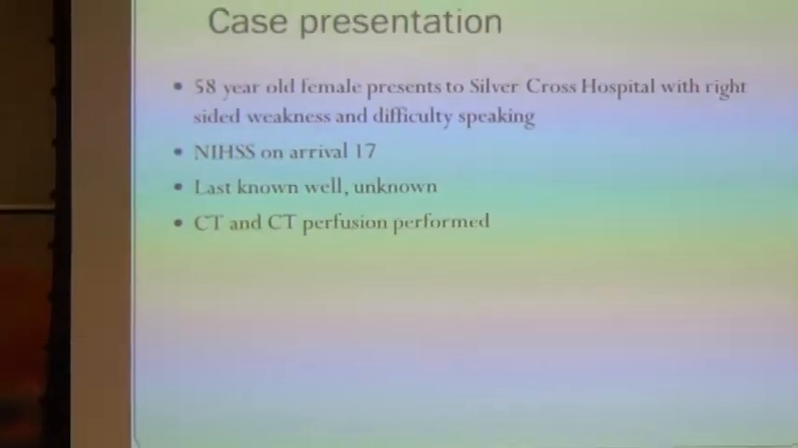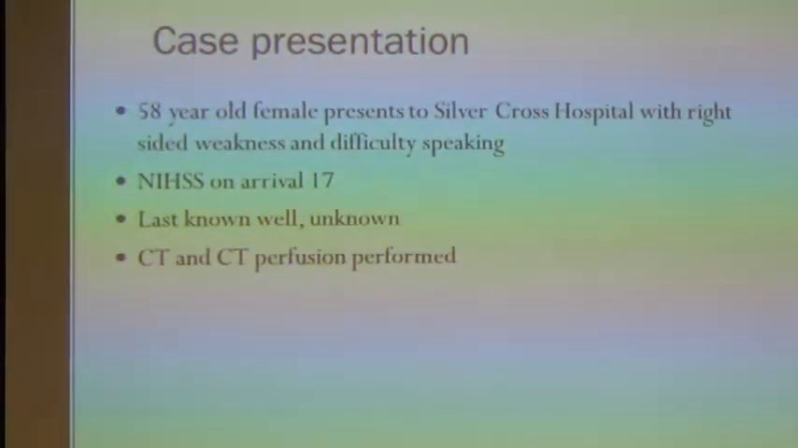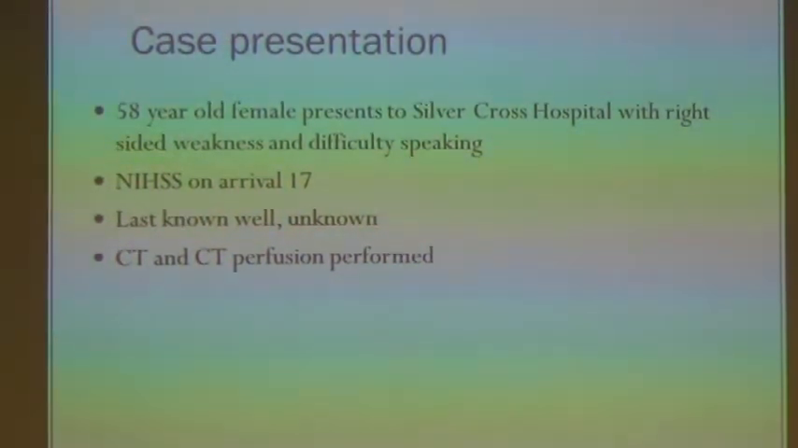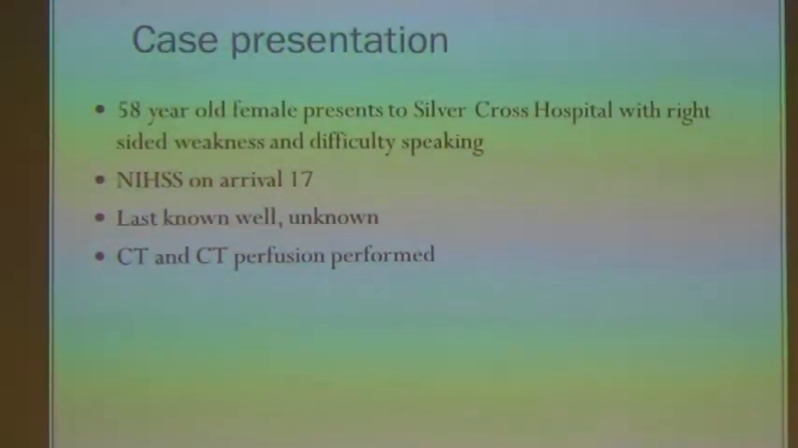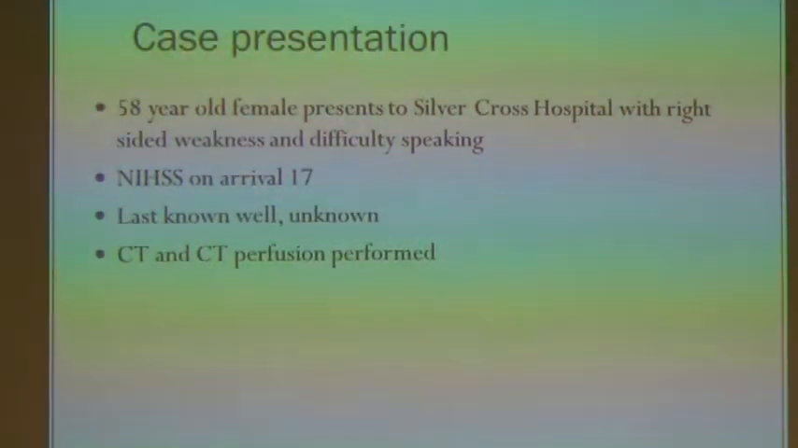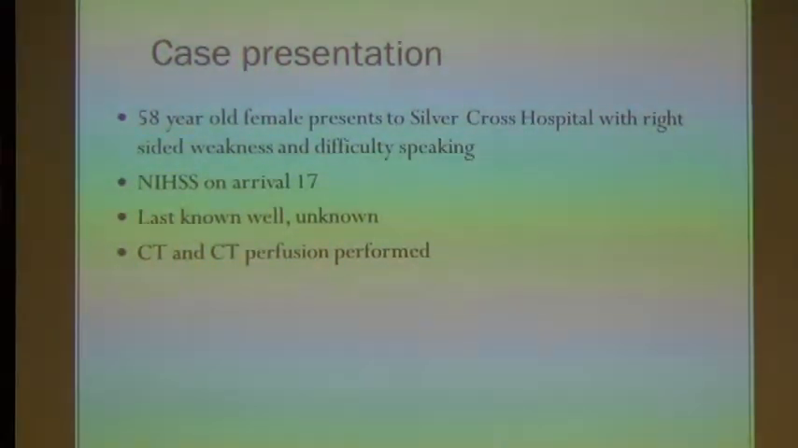So here we have a not atypical patient, a 58-year-old woman who had right-sided weakness and trouble speaking. That would be a classic stroke, with aphasia and right-sided weakness. The NIH stroke scale, which we use to sort out how bad somebody's stroke is, goes from 0 to roughly 40, but is mostly in the single digits and teens. With 17, this is a pretty high score, a bad stroke. And the key thing here is the last known well time is not known. That can be a problem. It's really important to know when a stroke started.